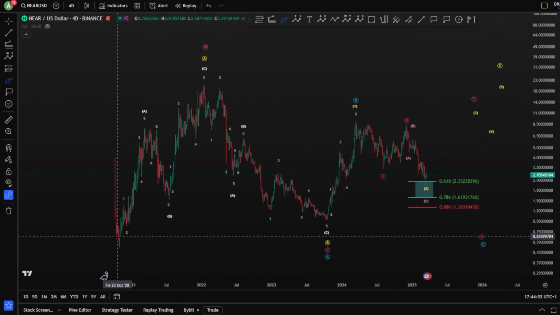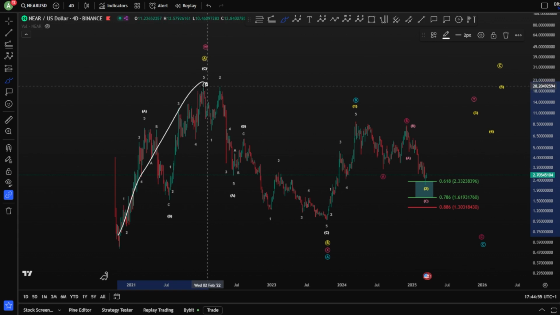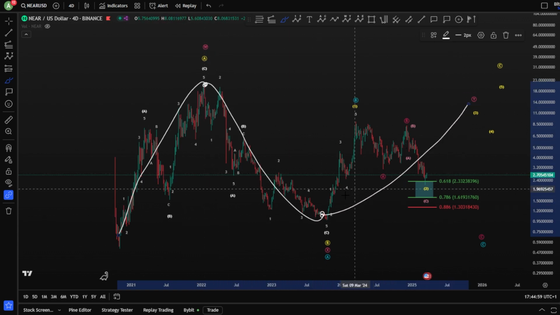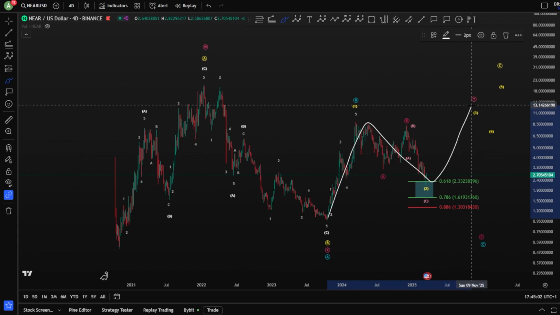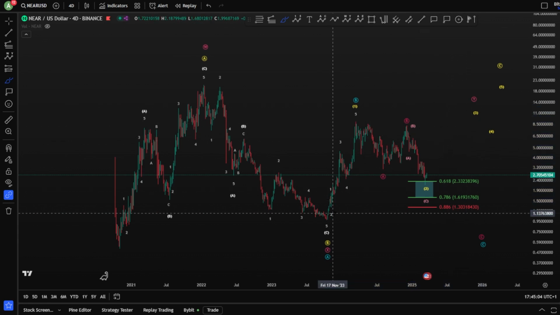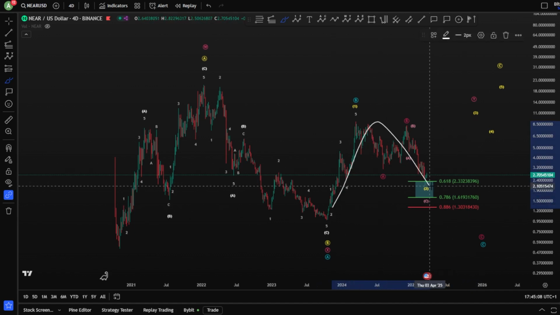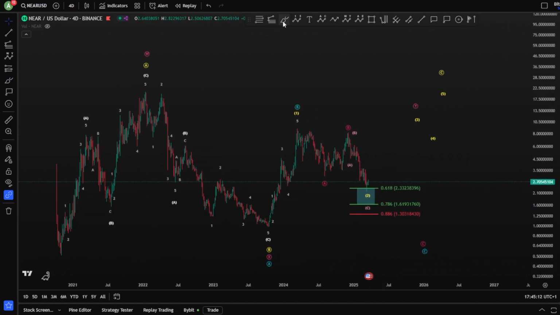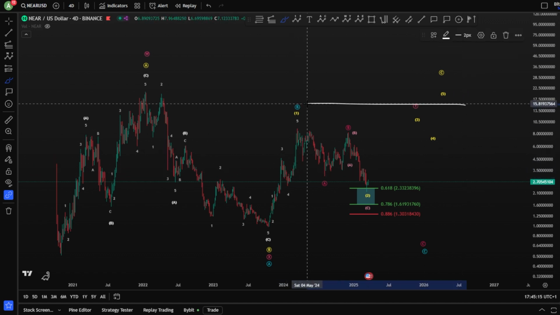If you are in the W, X, and a Y, your wave W has been given as well, same for the X. Your wave Y will be 3 waves rather than 5 waves. And that means, of course, it's going to be a structure, a zigzag, a flat, or it can be even a triangle. So the possibilities, as you can see in NEAR, are very wide.